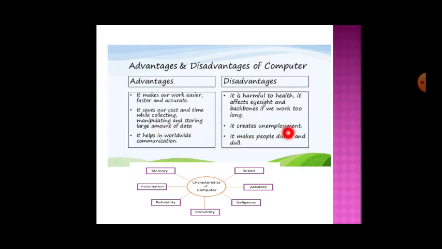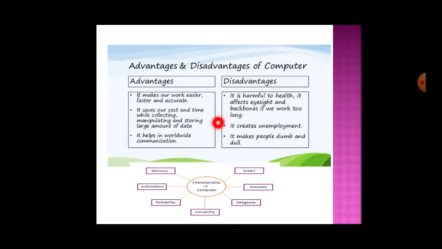It creates unemployment. Why? Because it reduces the manpower. Earlier there were 10 persons for doing all the work. Now all the jobs are done by a single system and only one person is required. If it is an automatic machine or a robotic machine, even that person is also not required.